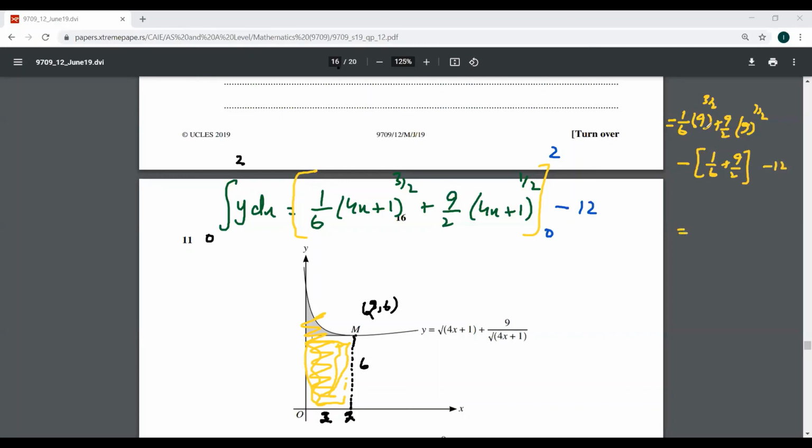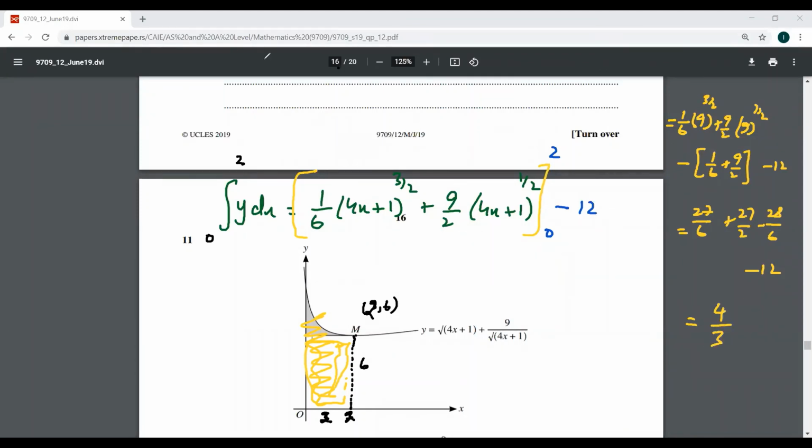3 squared, 3, this is 27. Please, beta, use the calculator. 27 over 6 plus 27 over 2. And this is going to be 28 over 6, and then you have minus 12. What do you get? So this is 4 by 3.